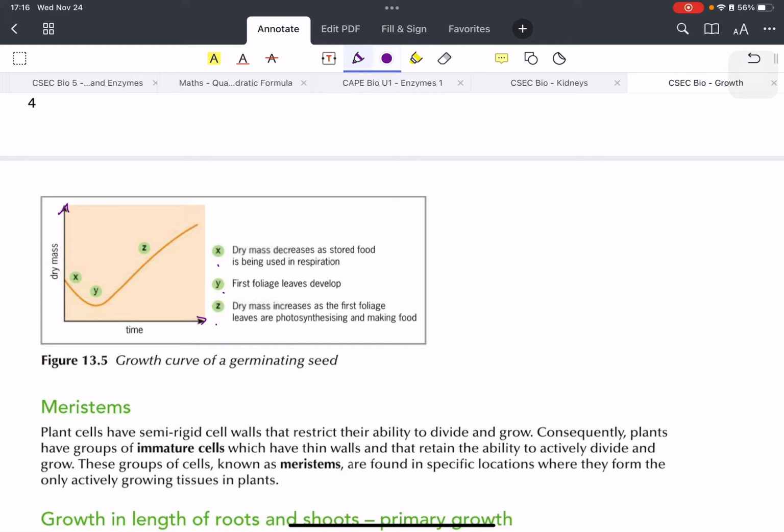So as the seed germinates and begins to grow, remember the stored food is being used up for growth, okay? So initially, the mass is going to decrease. Now at Y is where the plumule begins to shoot up the leaves. And as long as you have leaves in a plant, the plant begins to make its own food. And this is where the mass increases, as the plant can make its own food, store more food, grow, and it grows heavier and bigger. Okay, so this is the growth curve of a germinating seed.